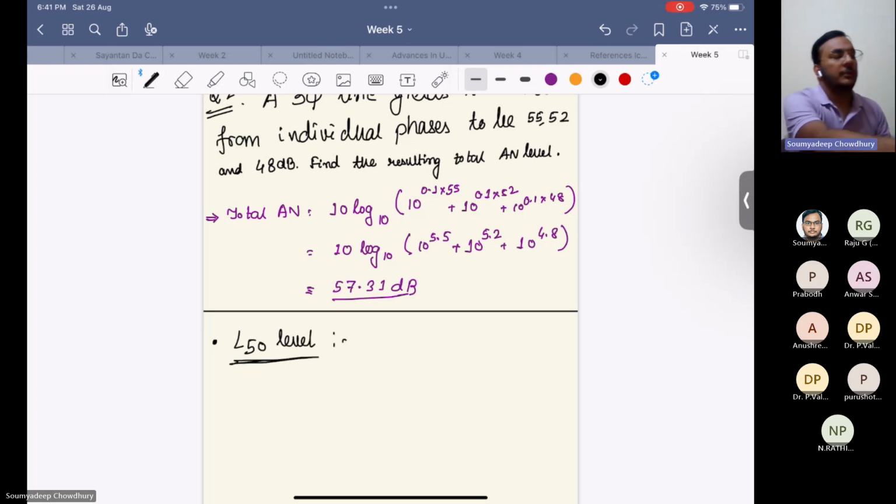So suppose we are doing experiments on these transmission lines, measuring this audible noise throughout the year. So suppose every day we are taking some readings. So in a year, suppose we have a total of 1000 readings. So L50 level of audible noise is that level which is crossed by more than 50% of the readings.